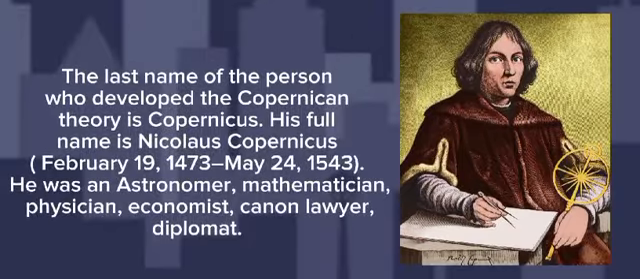The last name of the person who developed the Copernican theory is Copernicus. His full name is Nicholas Copernicus, born on February 19, 1473, and died on May 24, 1543. He was an astronomer, mathematician, physician, economist, canon lawyer, and a diplomat.